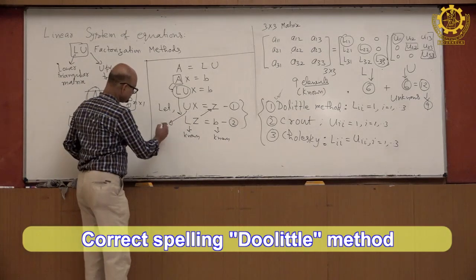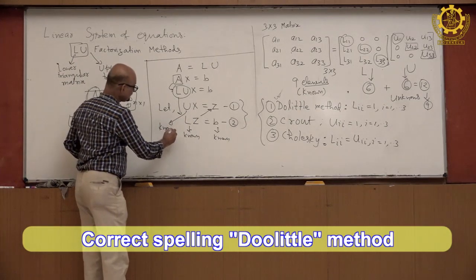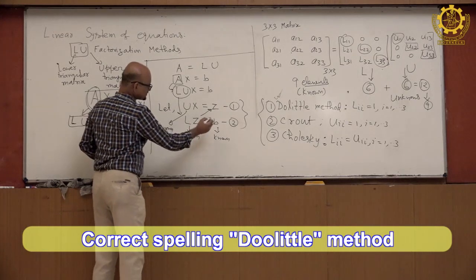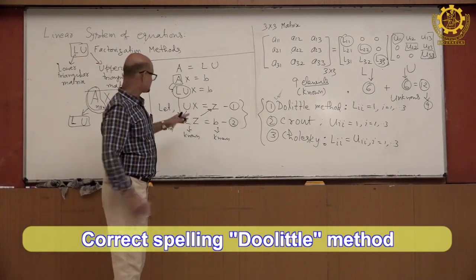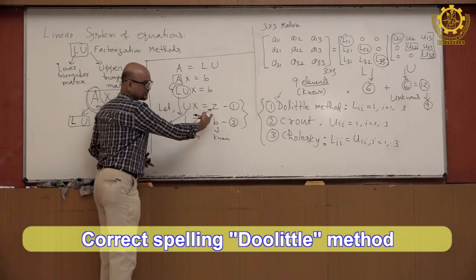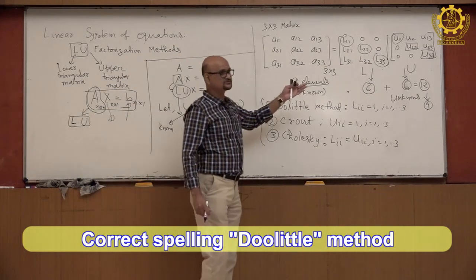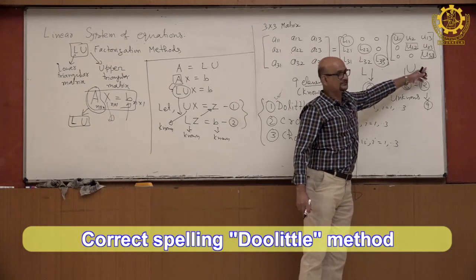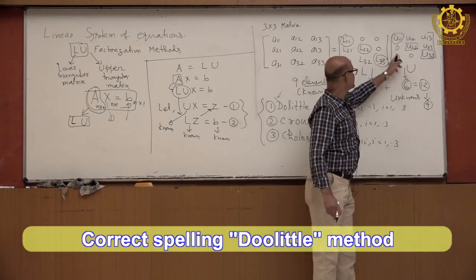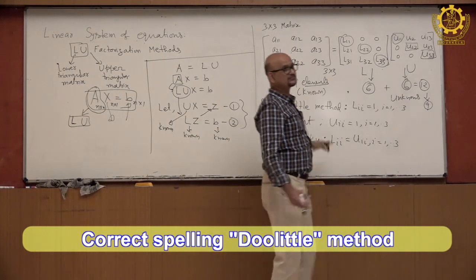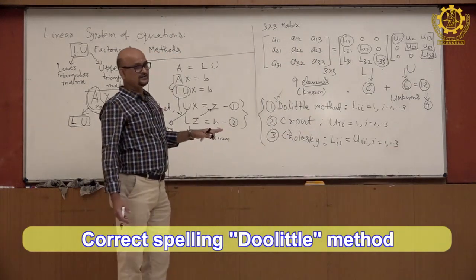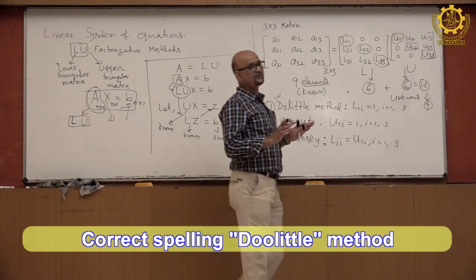U is known and Z is from equation 2. So I can find X. Again you can see this Ux equal to Z is also directly back substitution because U has these elements as 0. So directly by back substitution you can find x1, x2, x3. Fine? So here main difficulty is what?